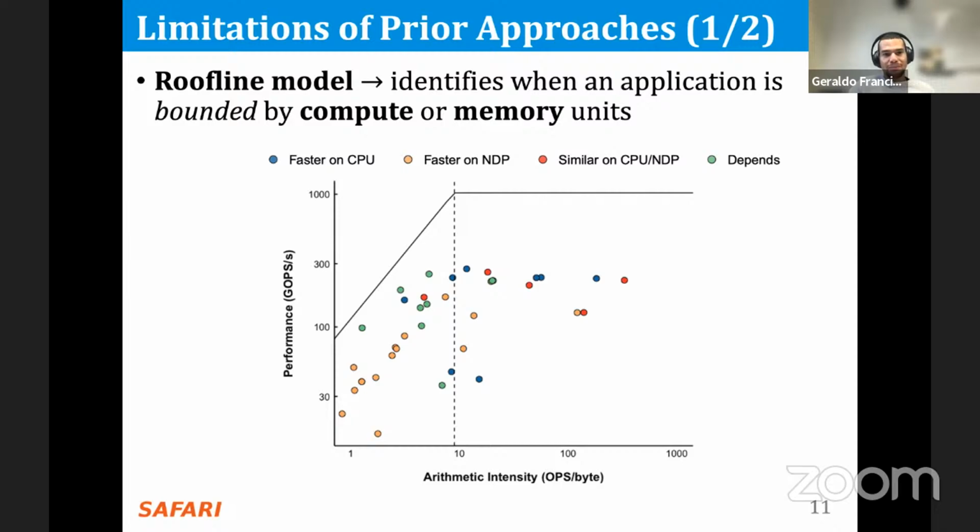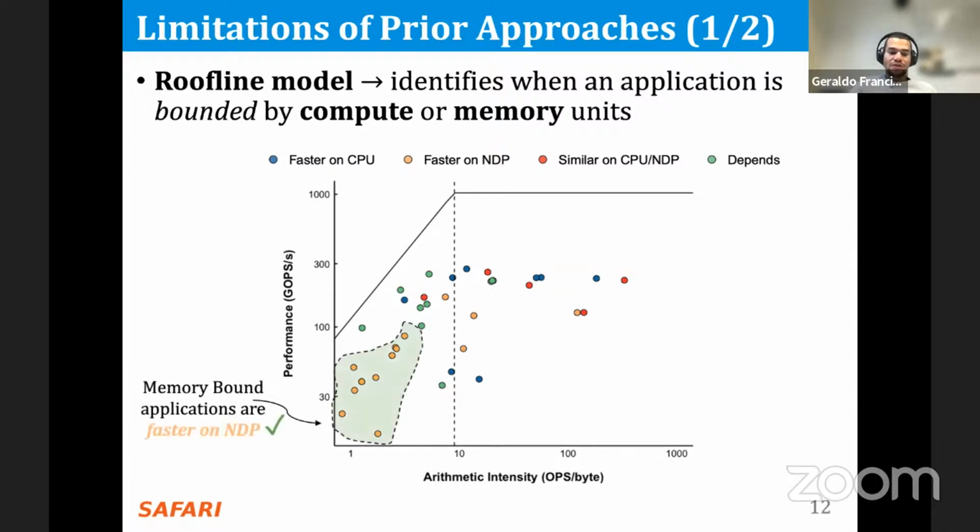The first group is the applications that run fastest on the CPU, compared to running on the NDP system. The second group runs faster on an NDP system, compared to running on the CPU. The third has similar performance on the CPU and NDP system, and the fourth has performance that depends on system configuration, for example, the number of cores in the system. Based on that, we make the following observations.